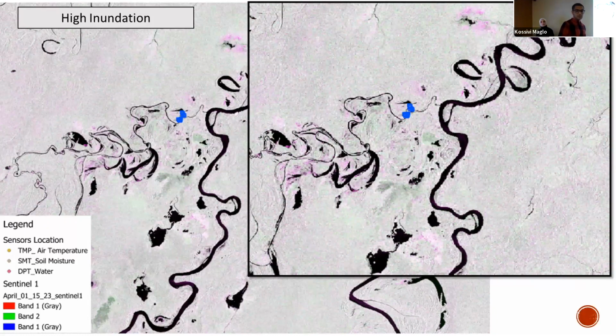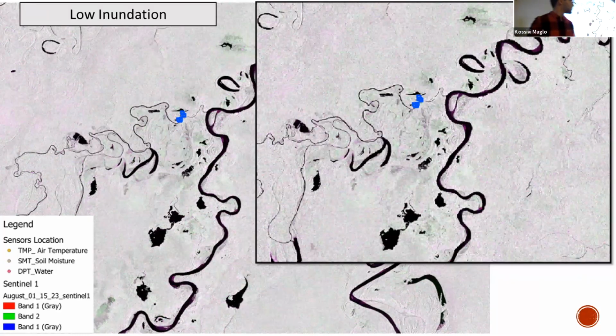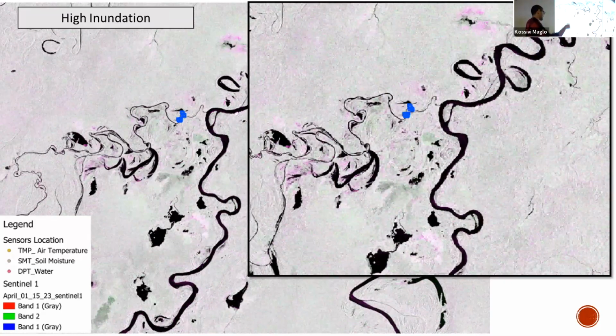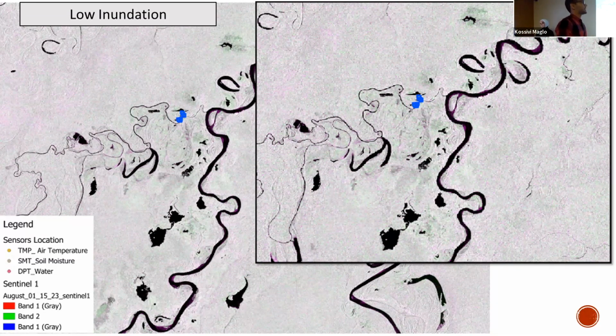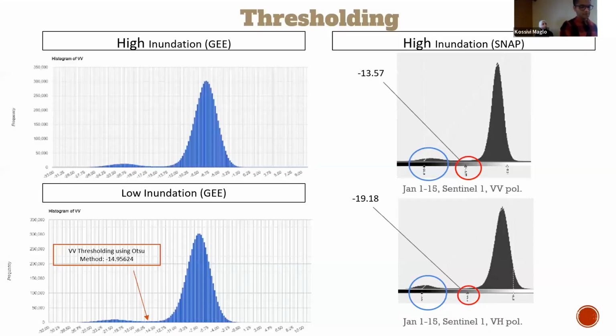This is a zoomed in version of a high inundation period, taken on April 1st, 2023. When we compare this picture, especially focus on this region. If you go to the next slide, you see there are clearly fewer dark spots here versus the previous one. This one, low inundation, was taken in August of 2023. So in April of 2023 we had higher inundation, like more flooding, and in August we had low inundation. That's just a comparison.